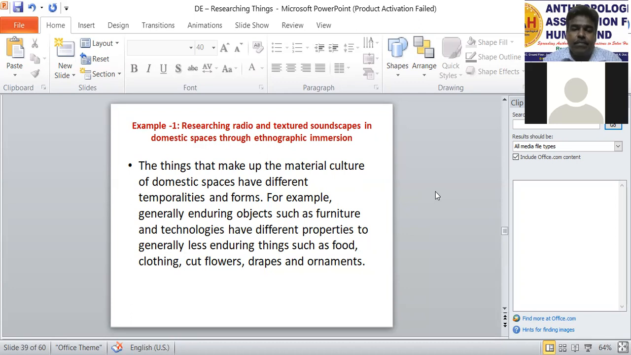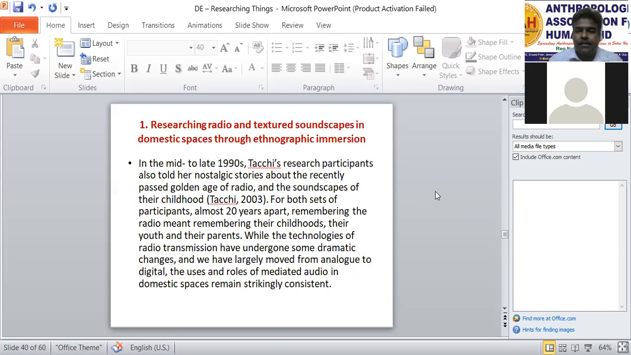The things that make up the material culture of domestic spaces have different temporalities and forms. For example, generally enduring objects such as furniture and technologies have different properties to generally less enduring things such as food, clothing, cut flowers, drapes, and ornaments. In the mid to late 90s, Tacchi's research participants also told her nostalgic stories about the recently past golden age of radio and the soundscapes of their childhood.